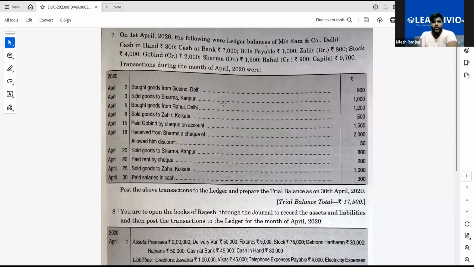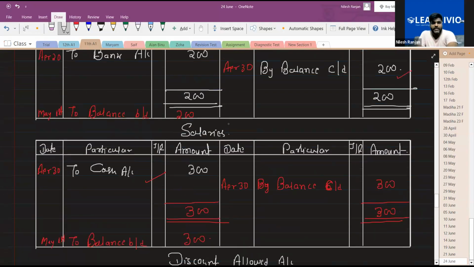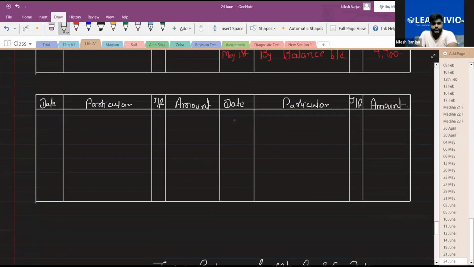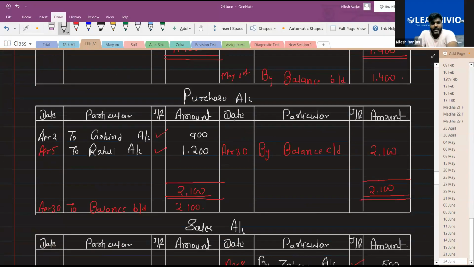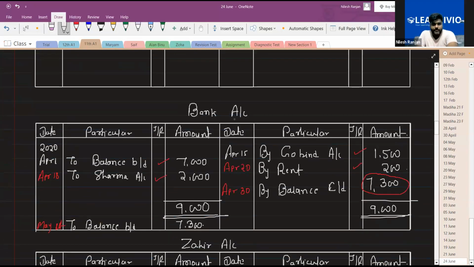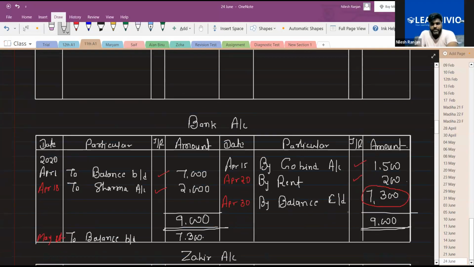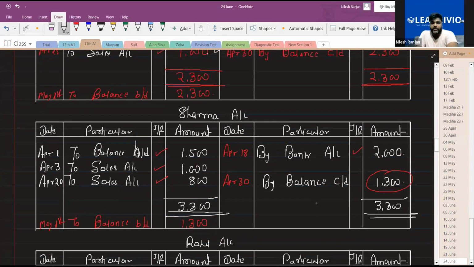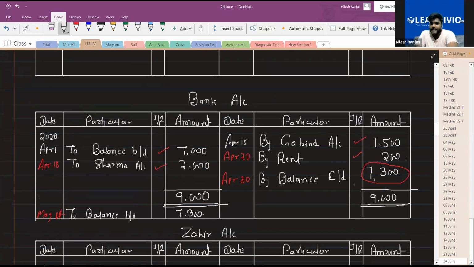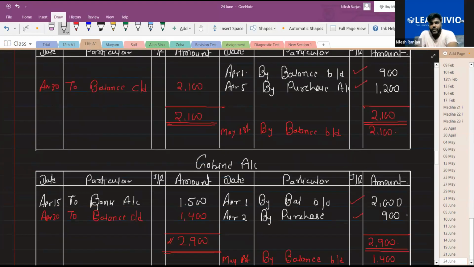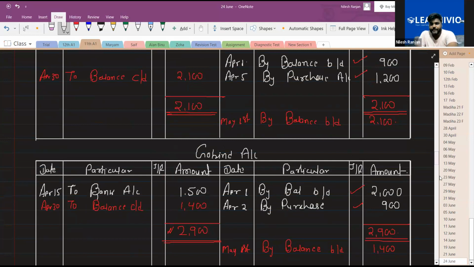So first of all, one by one, we will write all these accounts. Cash: there is no balance of cash because it is nil. In bank account, there is a balance of 7,300 on the credit side. So it will be written in the trial balance on the debit side.